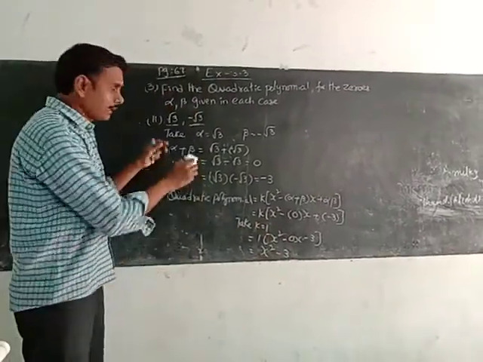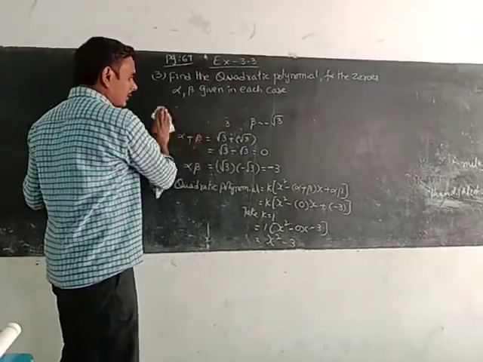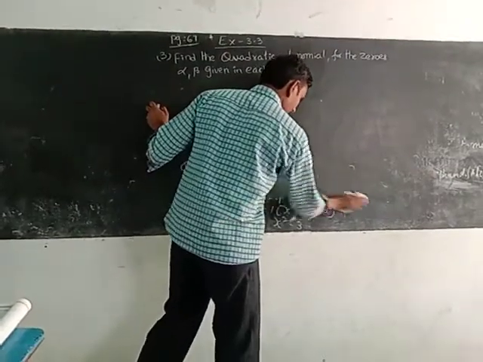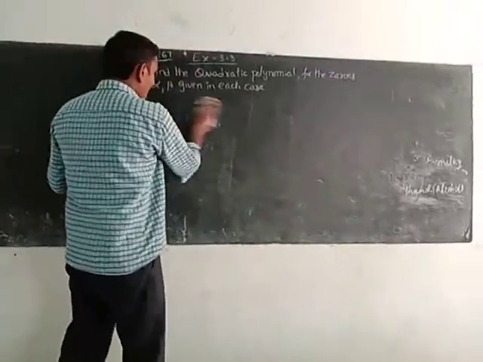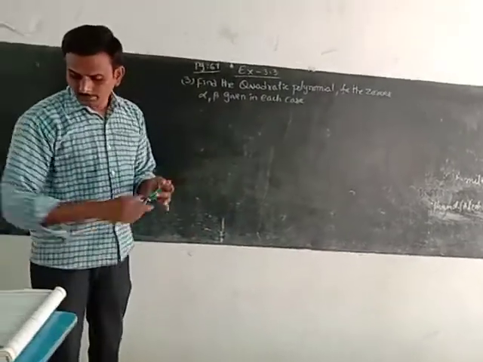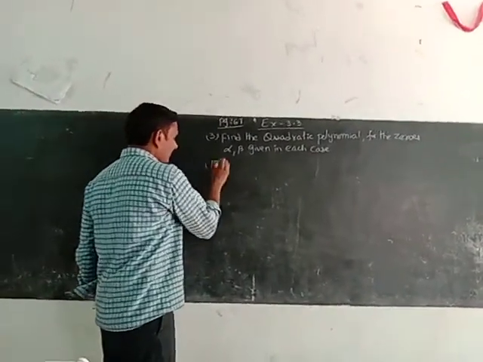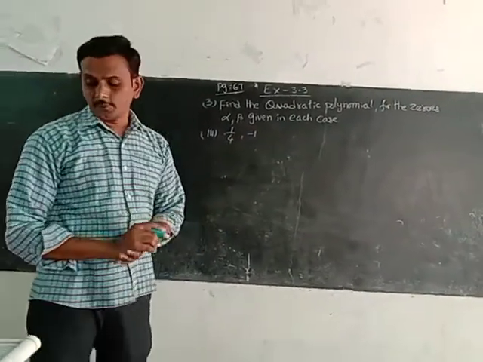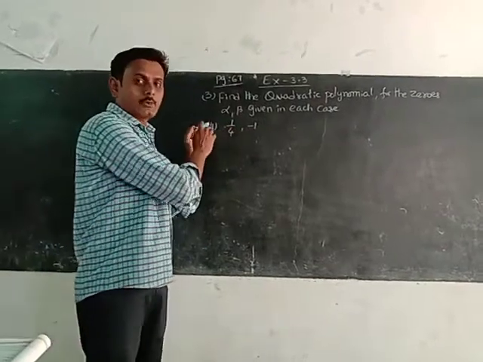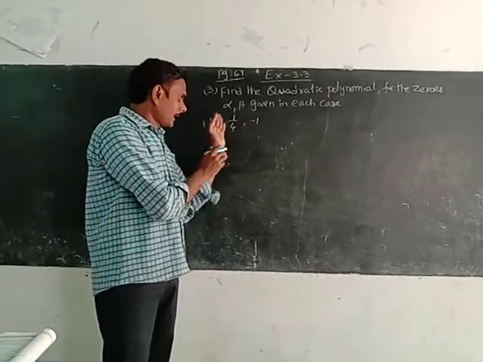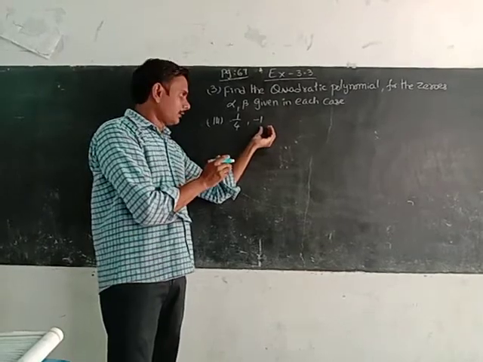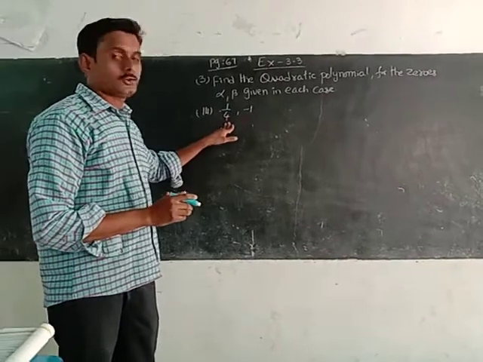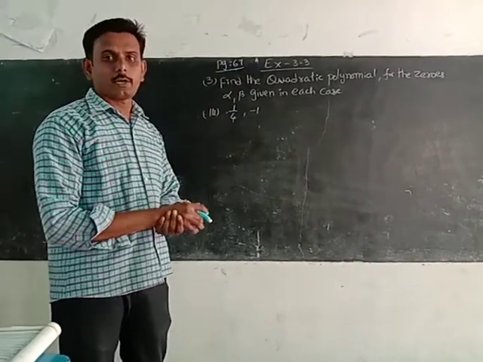Okay, in the same model, one more example we will discuss. In the same problem, the third one: 1 by 4 and minus 1. In the previous sum both had roots. Here one fraction and one integer are given. When these are the two zeros of the quadratic polynomial, how we can prepare the quadratic polynomial, we will discuss here.